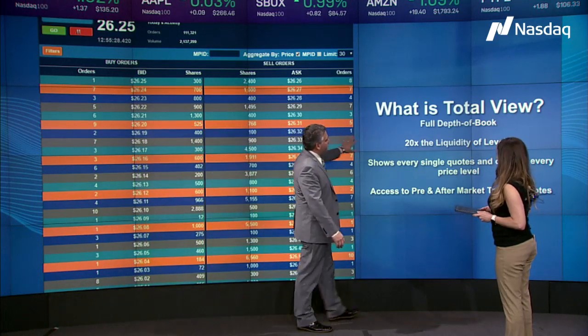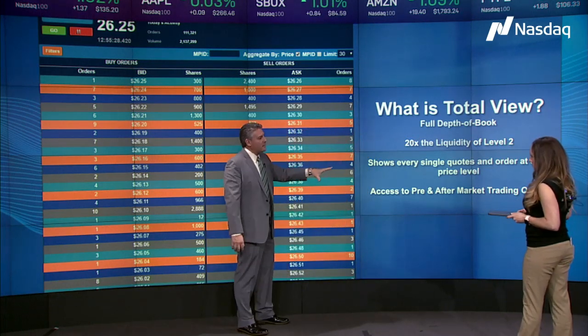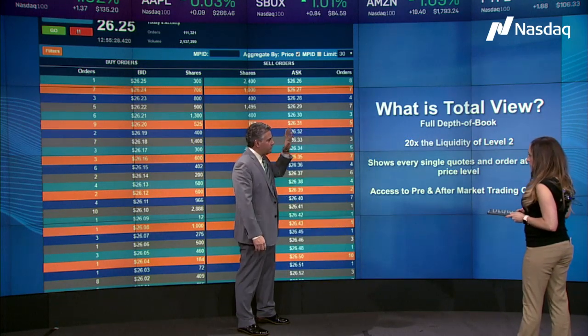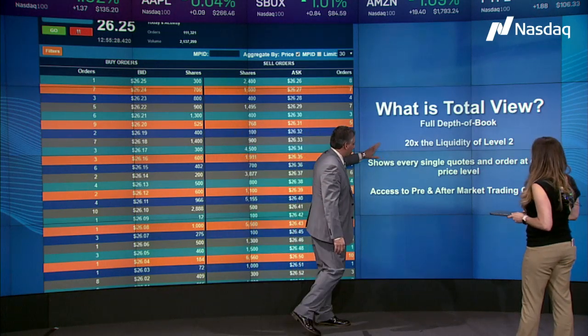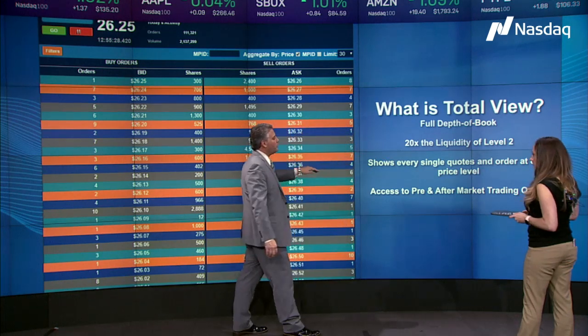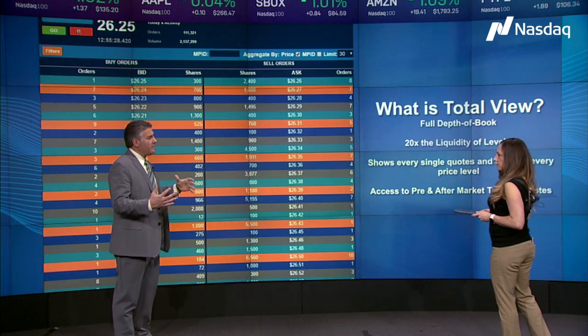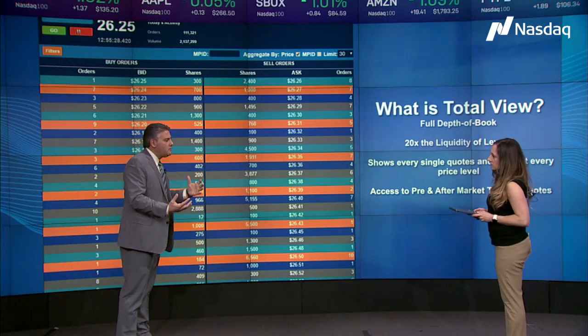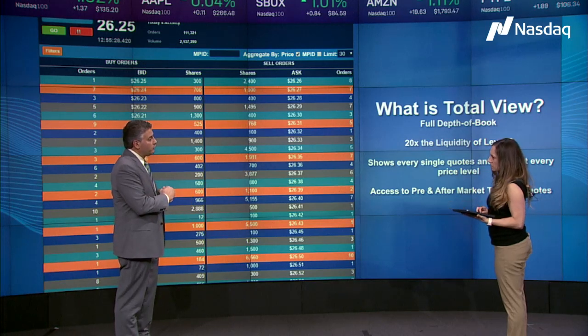First of all, this is a full depth of book. This gives you 20 times more data than Level 2 does. Level 2, to me, has personally been out of business since the 90s. So TotalView is the way you're supposed to look at it. It shows you every single quote at every single price level. And the big thing about it, people always want to know, how do you see pre-market, aftermarket? This is where you get the total view of all the trades.